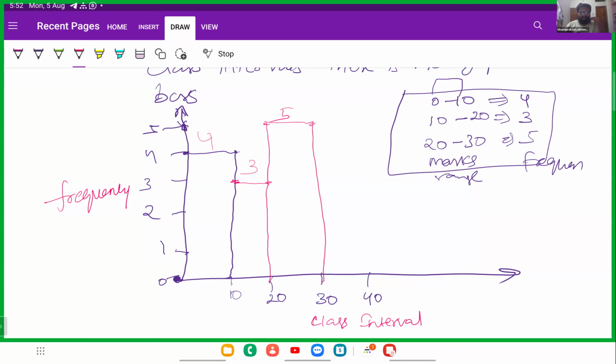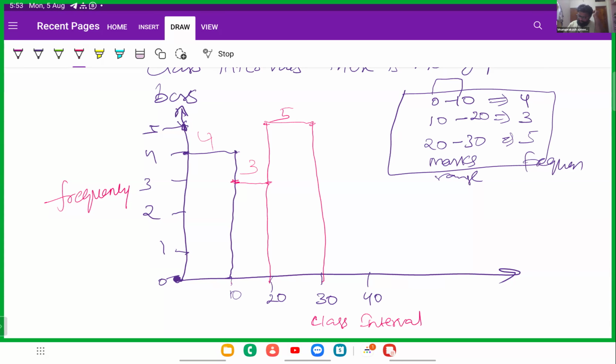So we are keeping a count on repeating data. Once we solve the problems, you will understand what a bar graph is and the exact difference between the two. Through a practical example, you can easily understand. So don't worry, eventually you'll come to understand. So this is the thing.